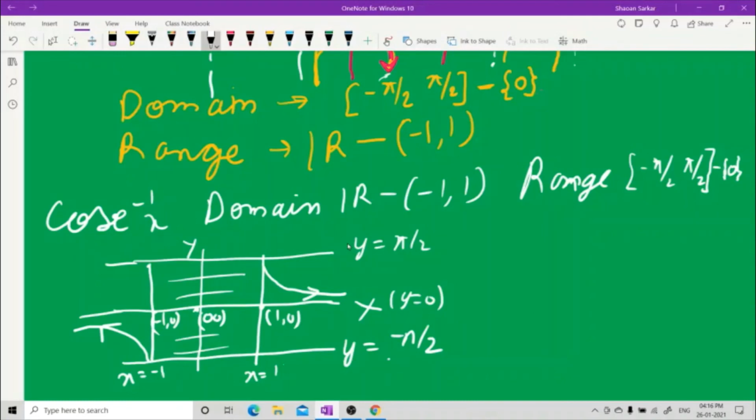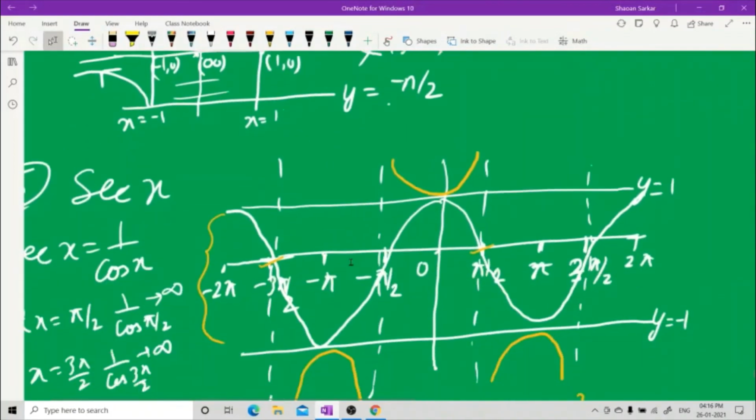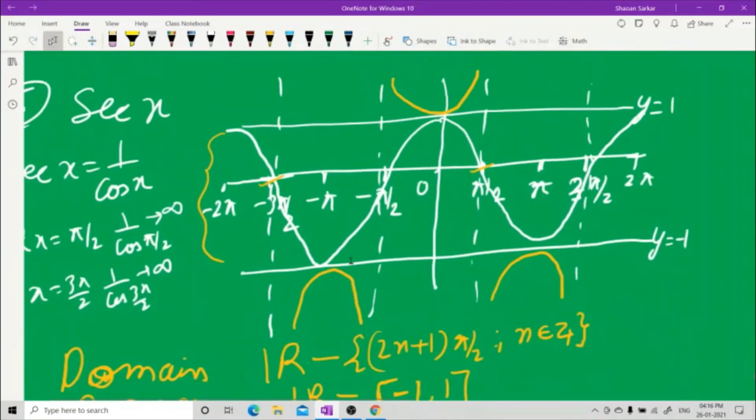Now let us see the sec inverse graph. I've copied the sec here, you can see. Now I'll again do the same chopping of this. I will take from 0 to pi. If I take this line, I chop this function here. I take this much portion going down, and this much portion going up.